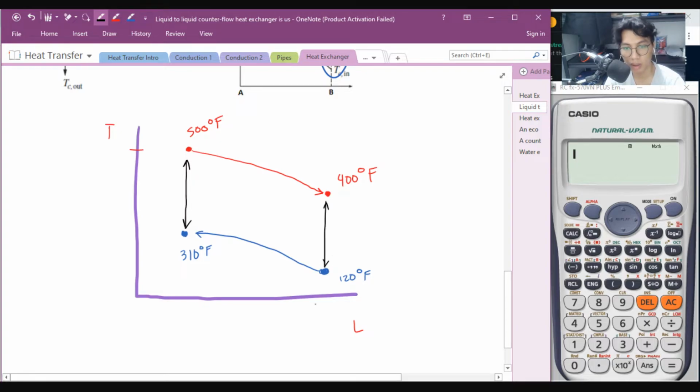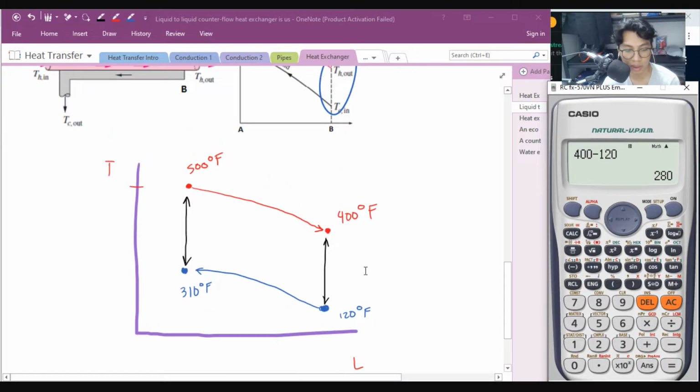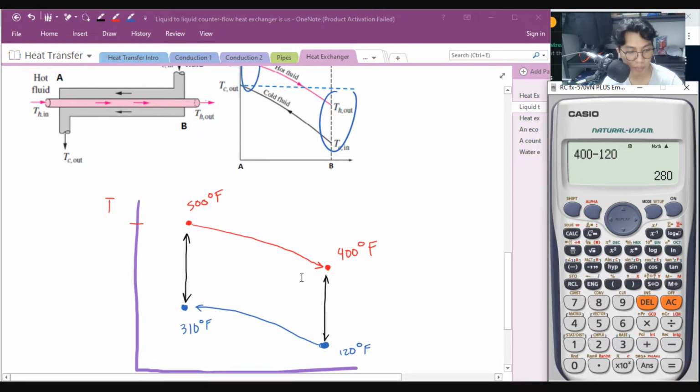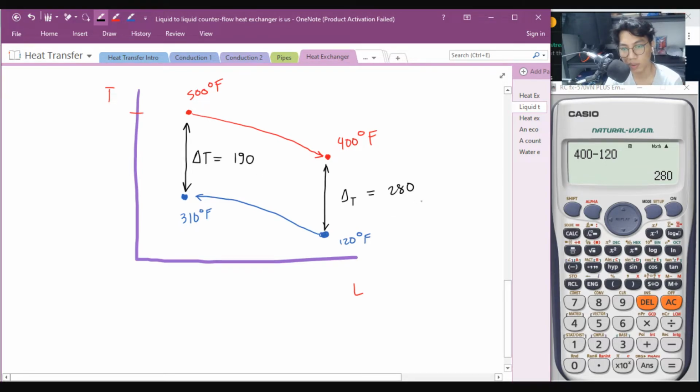Tingnan muna natin. Okay. 500 minus 310, 190. 400 minus 120, that is 280. Okay? Very basic. So, ang delta T here is 280. Ang delta T here is 190. So, alam mo na, this is maximum, this is minimum. Okay?